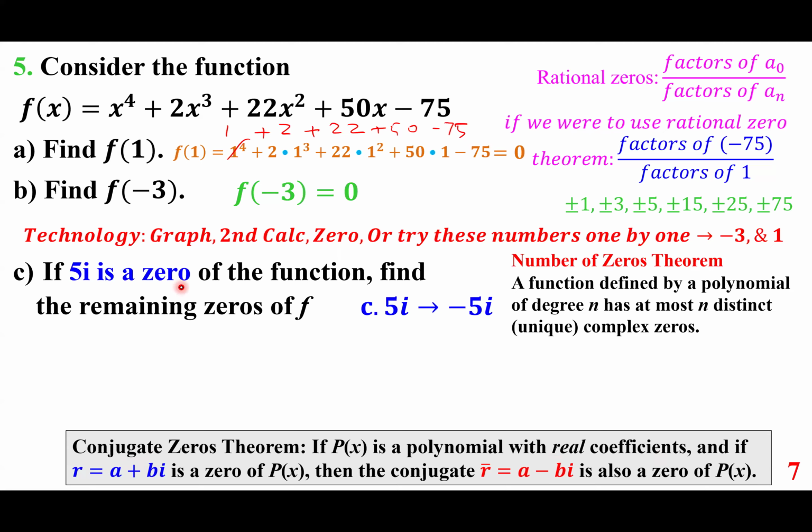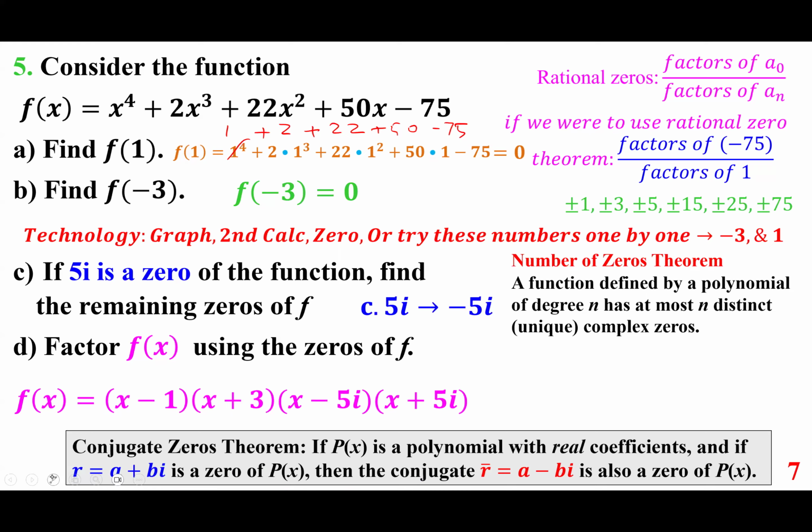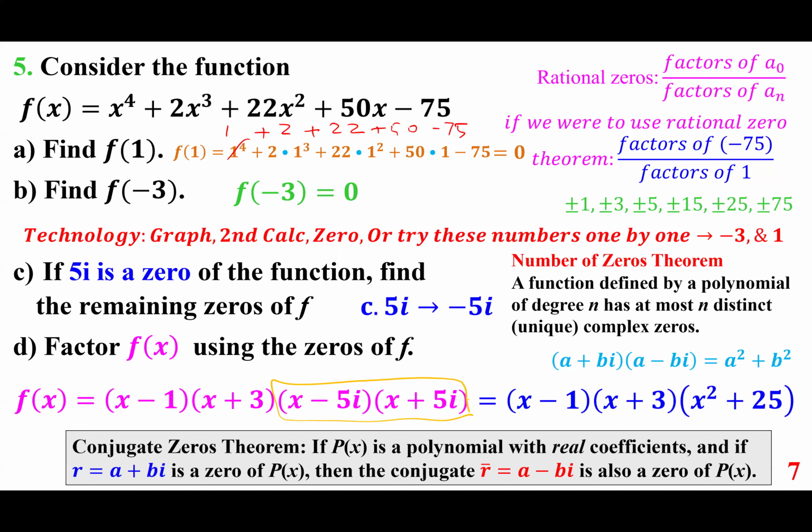Therefore, we want to factor f of x using zeros of f. It's very simple. f of x is, well, this one says x minus 1 because f of 1 is 0. This says x plus 3. This is x minus 5i. This is x plus 5i. And by the way, if we were to multiply, the methodology of multiplication is to remember a plus bi times a minus bi is a squared plus b squared. The product of these two is x squared plus 5 squared. That means plus 25. This is how you do the multiplication if need be.